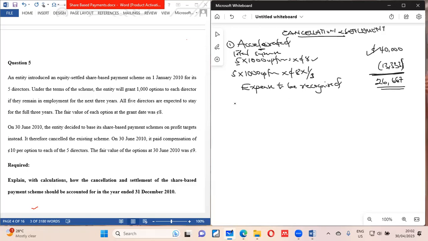And so therefore we will debit our SPL and credit our SOFP, which is our equity, OCE, sorry. Or let me just say equity OCE. All right, so we have 26,667. So that is what we've done.